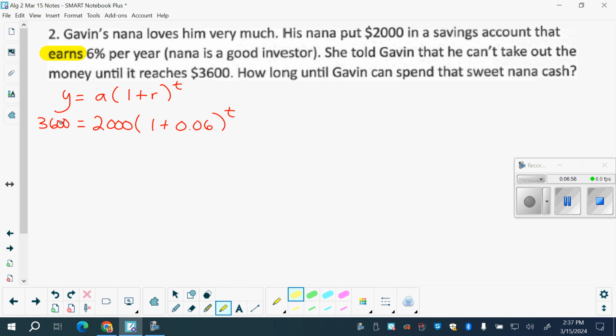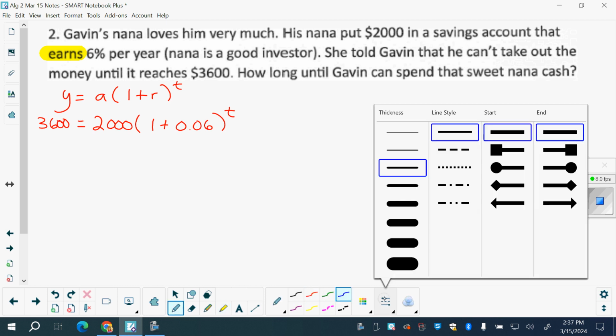So how would we solve that? What would we do first to solve that? We've got a variable t that we want to solve for. So we've got to eventually get that by itself. But before we do that, what do we need to do? Divide by the 2,000 on both sides, because we've got to get this part alone. So we're going to first divide by 2,000. Does that make sense?